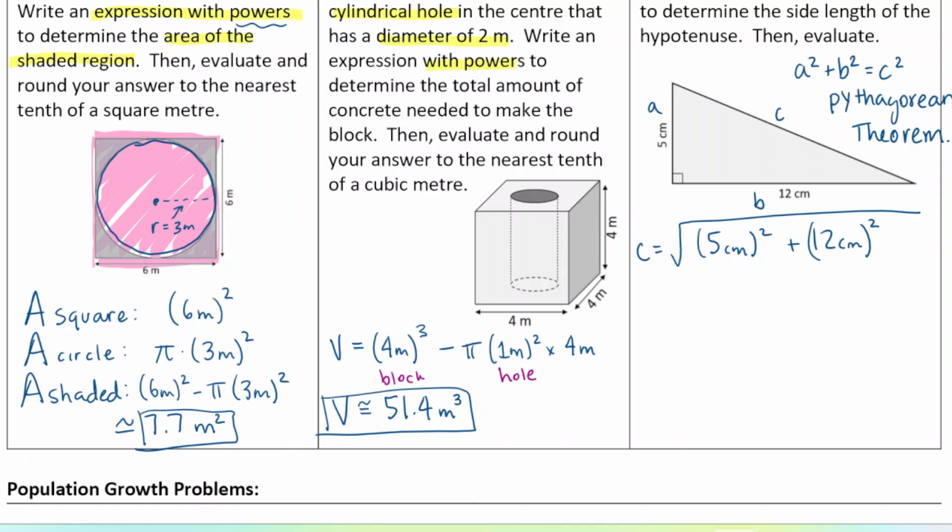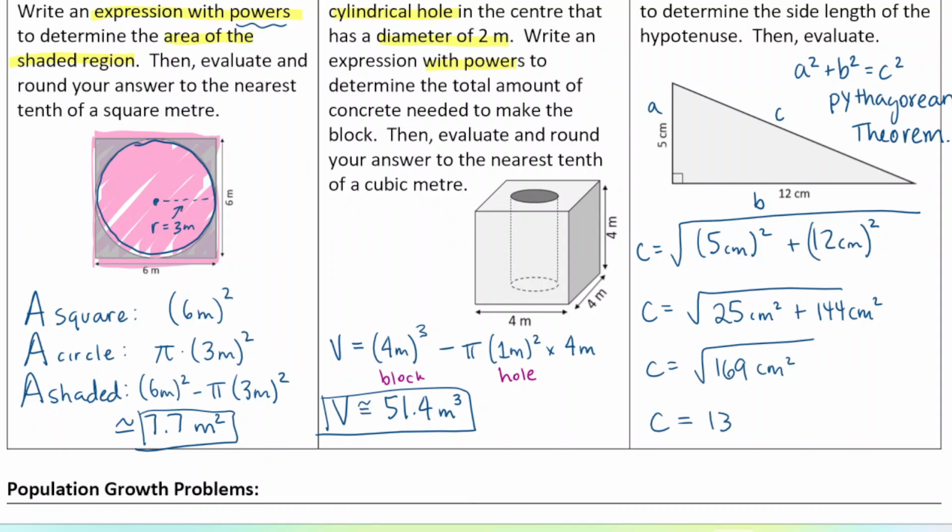And then let's evaluate that. So 5 squared would be 25. 12 squared would be 144. 25 plus 144 is 169. And the square root of 169 is 13. So the missing side length would be 13. But see how we used powers to write that? We had powers of 2 there. Okay, so that's how you'll see powers and exponents in some geometry applications.